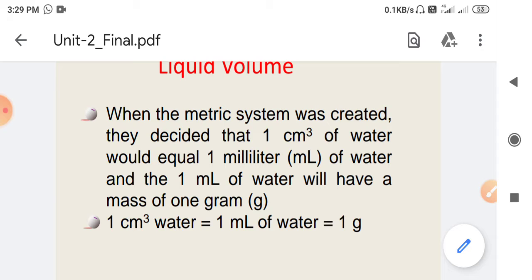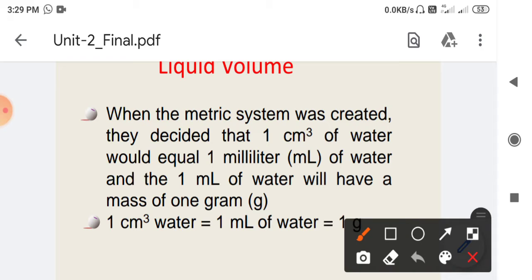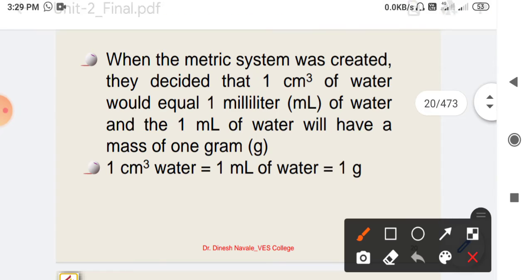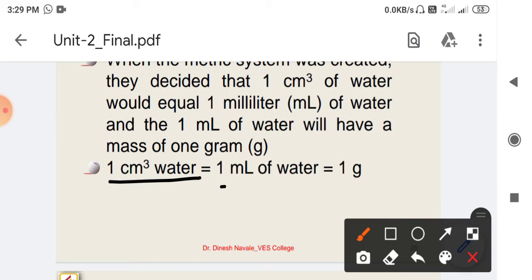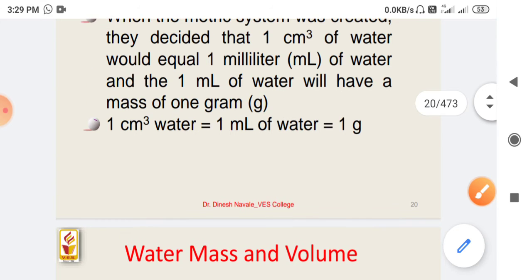So for deriving the volume unit, what internationally is assumed is that 1 cubic centimeter of water equals 1 ml of water, which is nothing but 1 gram of water. This assumption has been made, and based upon this much weight or this much volume, we compare the volume of an unknown solvent or a known solvent of any liquid, and based upon that we get to know the volume of that particular liquid.